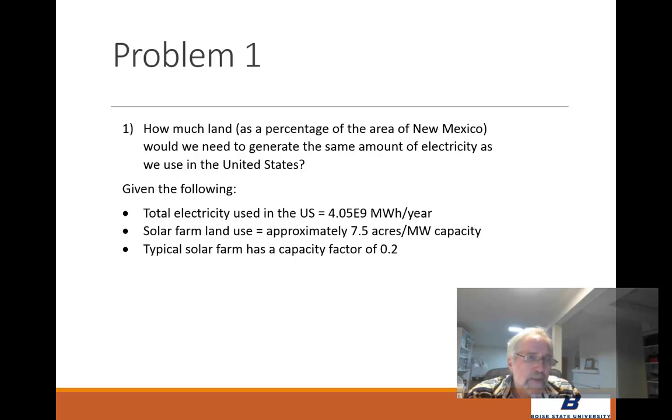So I gave you these numbers that came out of the information that I presented in the first lecture. 4.05 times 10 to the ninth megawatt hours per year is how much electricity we use. I looked up, I found a couple sources, and this is not bad. I've gotten anywhere from 10 acres to 7 acres per megawatt of capacity. So if you have a solar farm that's rated at 1 megawatt, it would occupy about 7.5 acres. That's a round number. And if you're down in the southwestern United States, like New Mexico, you can count on a capacity factor of about 0.2, maybe even a little higher.